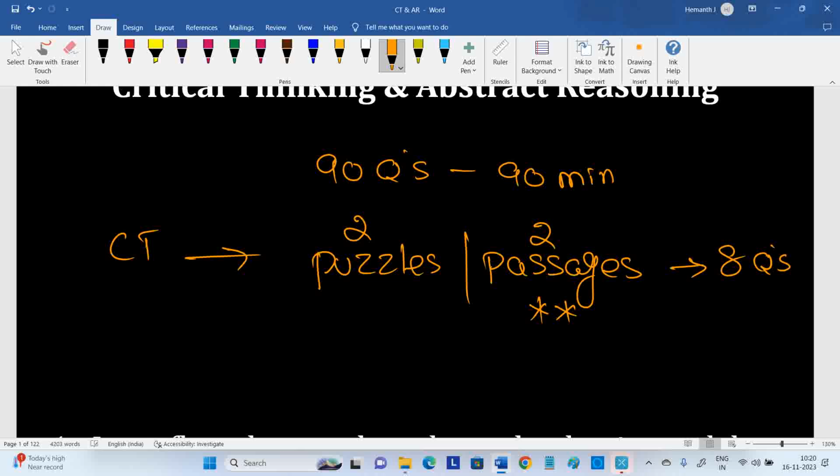Each passage has 4 questions like that. It's very, very easy. If you read it once, with basic English, you can do it. Today we'll practice those questions also. Don't worry about it.